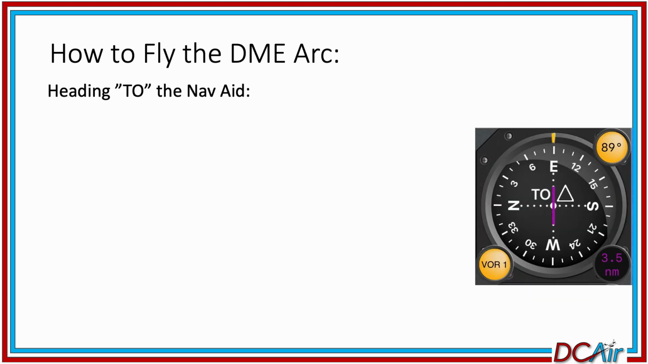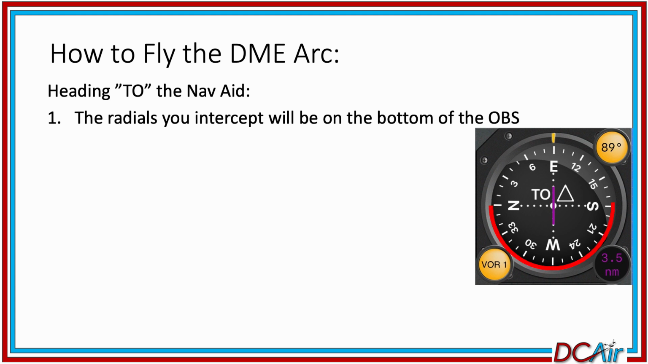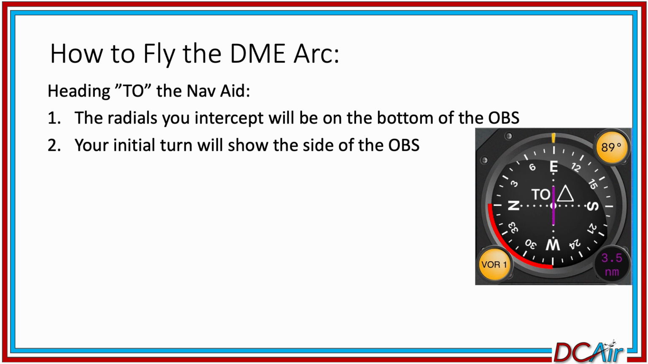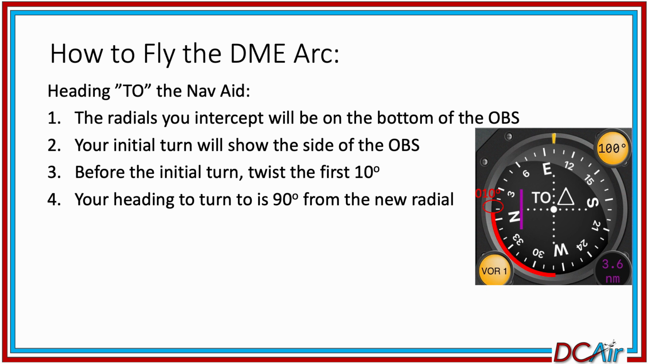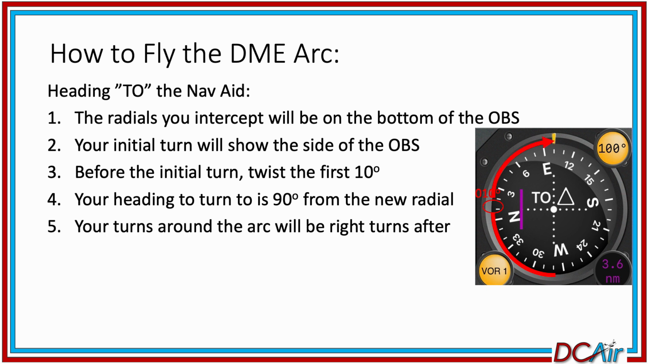When we are heading to the nav aid, the radials to intercept will be on the bottom of the OBS. The direction of the initial turn will show you the side of the OBS on which the arc is located. Before the initial turn, twist the OBS 10 degrees. The heading to turn to is 90 degrees from the new radial. After the initial turn, your next turns are right turns to fly the arc.